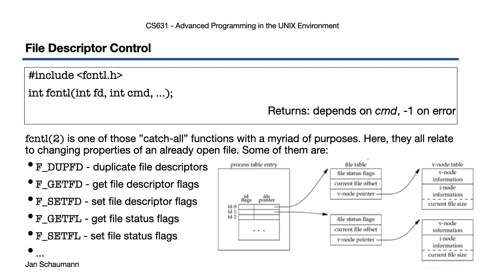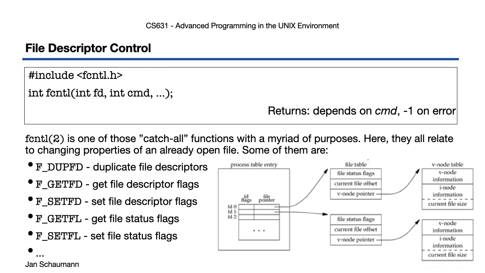Enter fcntl. fcntl is one of those catch-all functions that can do a whole bunch of things. For example, you can get or set either of these flags, but you can also duplicate a file descriptor via fcntl, as well as do a number of OS-specific things. Check your manual page as usual.